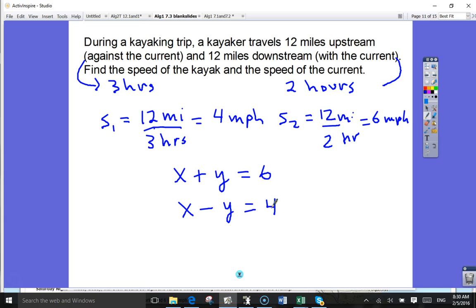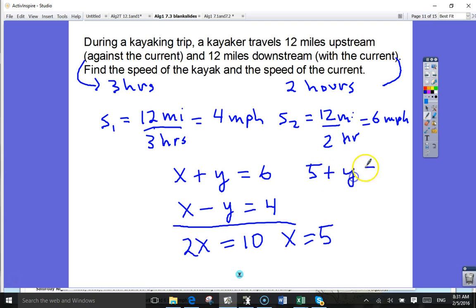Elimination, right? And you could either add or subtract at this point, because if you add, you're going to cancel the y's. If you subtract, you're going to cancel the x's. But let's add. Usually you would add. So you get 2x equals 10, so x equals 5. Okay. And the other, I've got to plug that back in here. It'll be 5 plus y equals 6. So y equals 1.